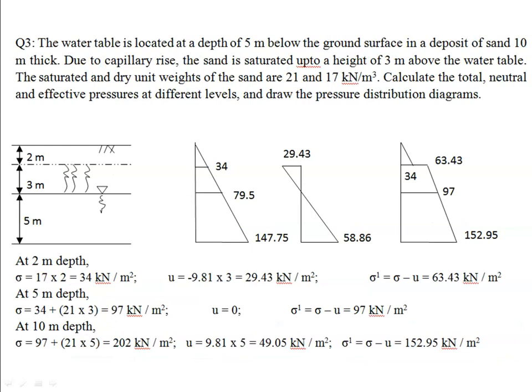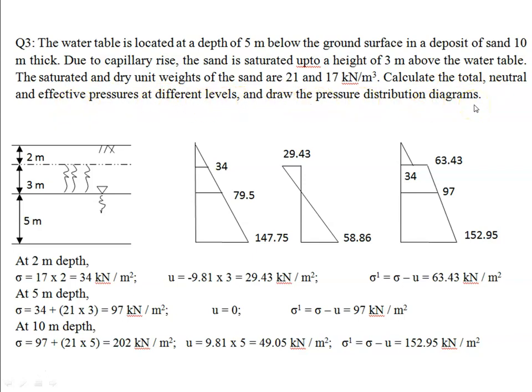Then the third problem is the water table is located at a depth of 5 meter below the ground surface in a deposit of sand 10 meter thick. So total thickness is 10 meter due to capillary rise. Capillary rise is always above the water table. The sand is saturated up to a height of 3 meter above the water table. The saturated and dry unit weights of the sand are 21 and 17 kilonewton per meter cube. Calculate the total, neutral and effective pressures at different levels and draw the pressure distribution diagrams.